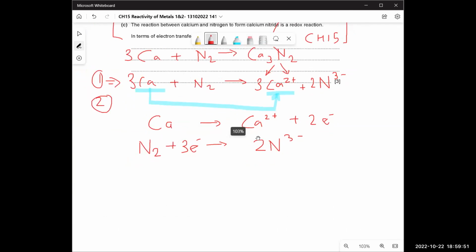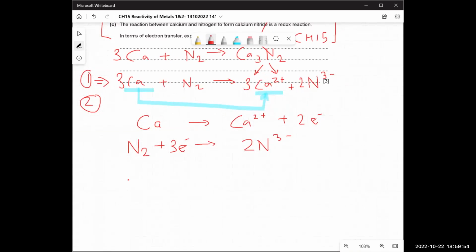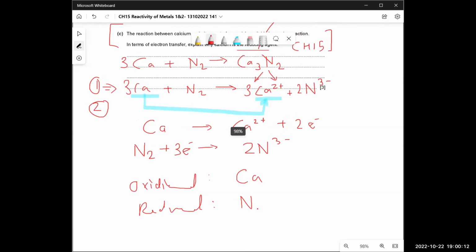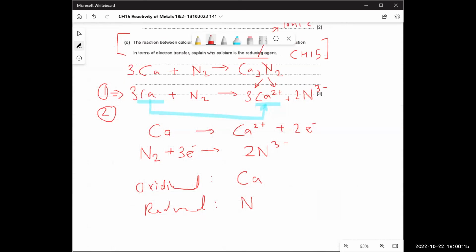Now please tell me, what is being oxidized and what is being reduced? Calcium is oxidized, while nitrogen is reduced. Now Javan, tell me which is the oxidizing agent, which is the reducing agent. Nitrogen is oxidizing agent and calcium is reducing agent. And we don't write it like this. In the exam you have to write the full thing, but over here we'll just write RA, reducing agent, and OA, oxidizing agent.